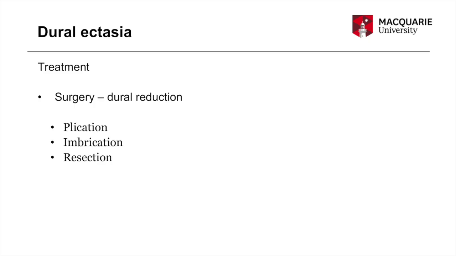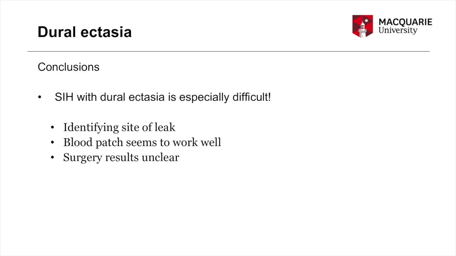But then there's dural reduction surgery, and that's not something that we've done. We're certainly trying to avoid doing that, but it's certainly been reported. Different techniques, plication, imbrication, resection of dura and closing the dura are things that could be considered. But I think we would all recognize that, particularly in the sacrum and lower lumbar spine, that would be fraught with postoperative complication difficulty. So we've avoided that. I know that others have done that, but the results, I think, are unclear.